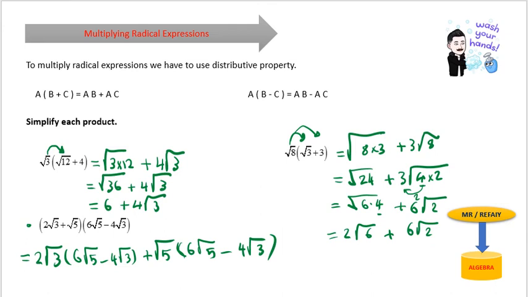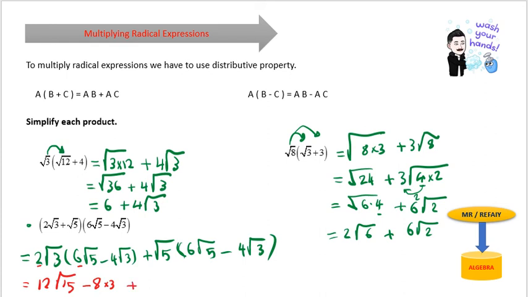Now 2 root 3 times 6 root 5: you have to multiply 2 with 6, which is 12, and root 3 times root 5 is root 15 directly. Okay, and then 2 root 3 times negative 4 root 3 will be minus, because positive times negative is negative, and 2 times 4 is 8, and root 3 times root 3 is root 9, which is 3. So here it's 8 times 3.